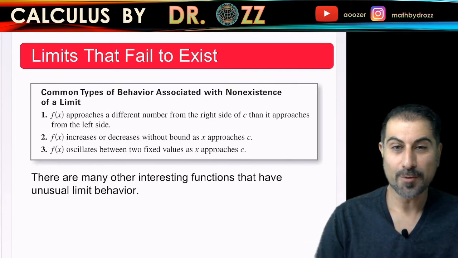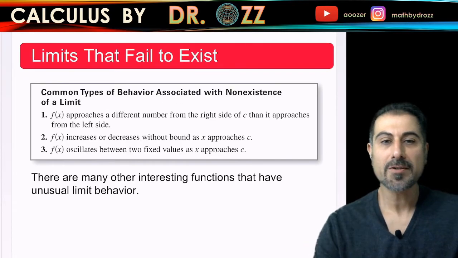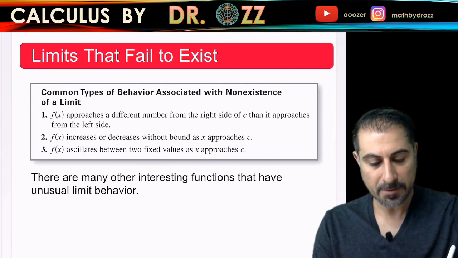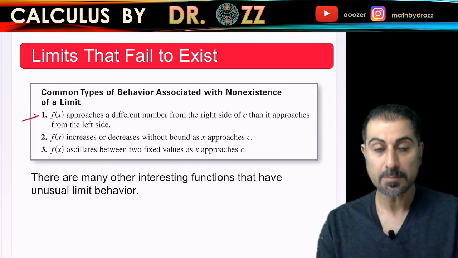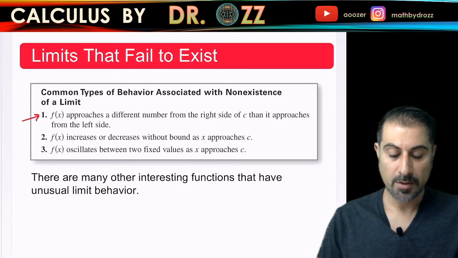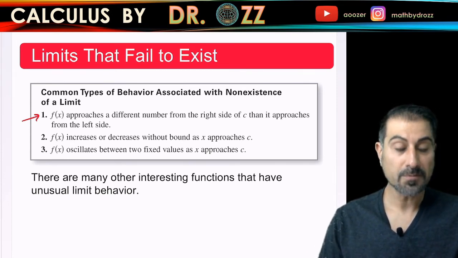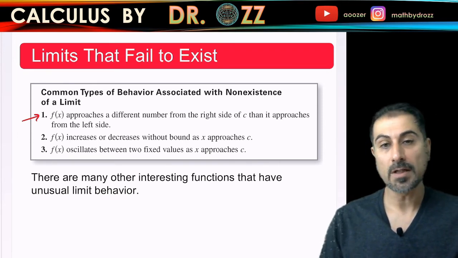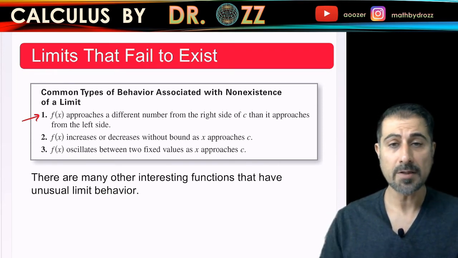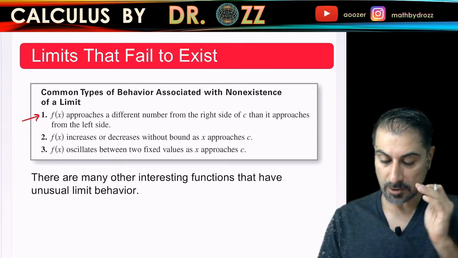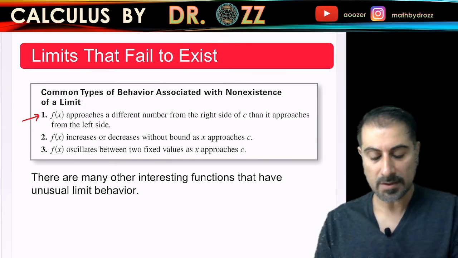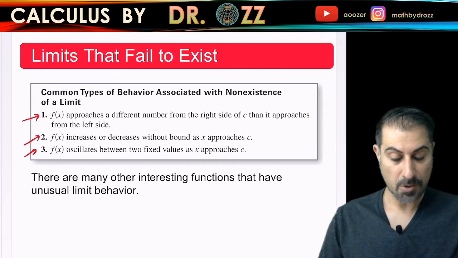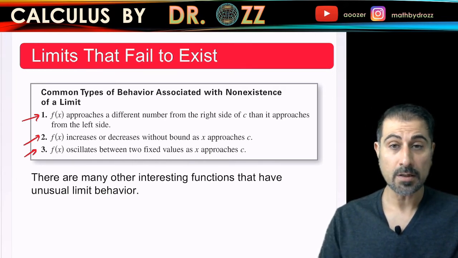All right, let's go over common types of behavior associated with non-existence of a limit. The very first case scenario is in fact the example I just went through. So f of x approaches a different number from the right side of c than it approaches from the left side. That's a very common behavior, and we just did an example for that. And the second and third examples, I'm going to show a few animations on Desmos.